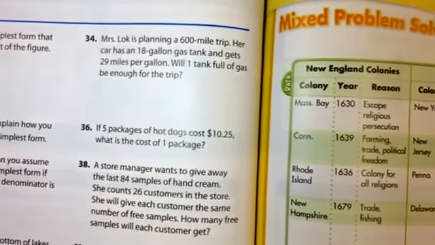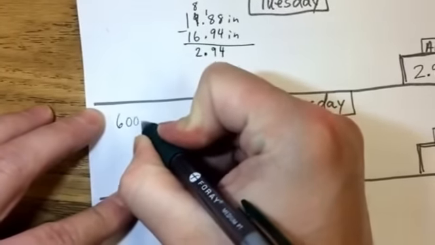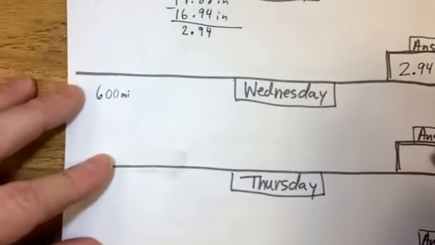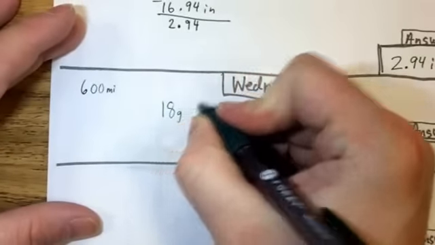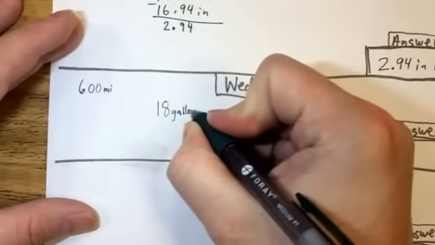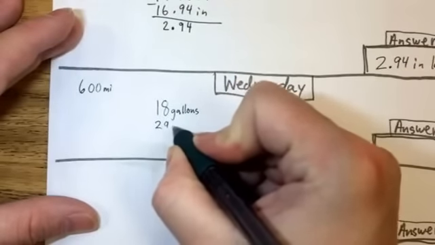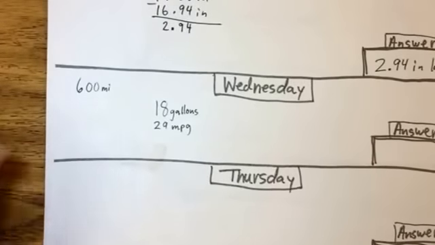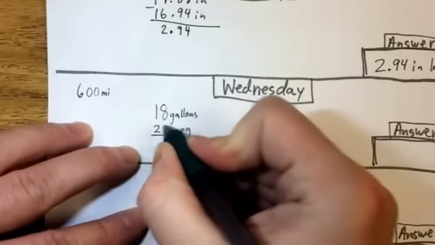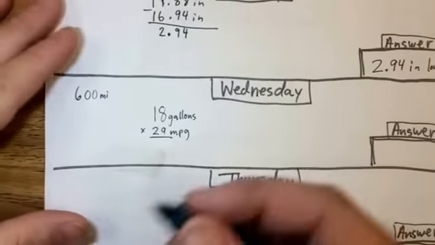Okay, so there's a couple things that we need to do here. We need to know that she's going on a 600-mile trip. I'm just going to put that up in the corner. I know that her gas tank is 18 gallons, and it gets 29 miles per gallon. That means we're going to have to multiply 29 times 18 to see how many total miles she can get with those 18 gallons.